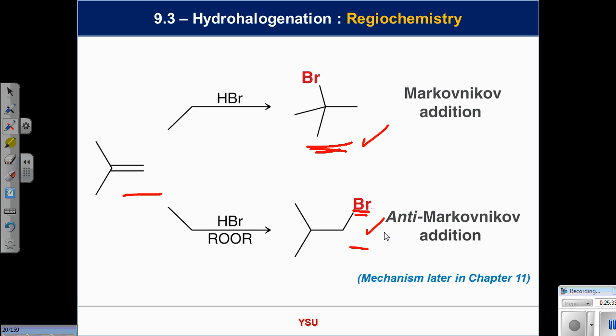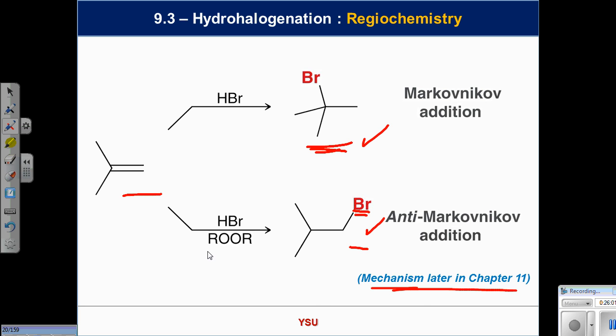So the problem with this part of the chapter is that this has to be said. We're going to learn a method so we can use it, and by the time we get to the final, you'll know exactly what the mechanism is and you'll be able to do it in your sleep. But right now, we don't know enough to cover the mechanism of this. Suffice to say, it isn't the same mechanism as the one above, and that allows for a change in where things happen. It'll be a radical mechanism later in chapter 11, and it will switch the outcome. Okay? So it's not carbocation chemistry, it's something different.